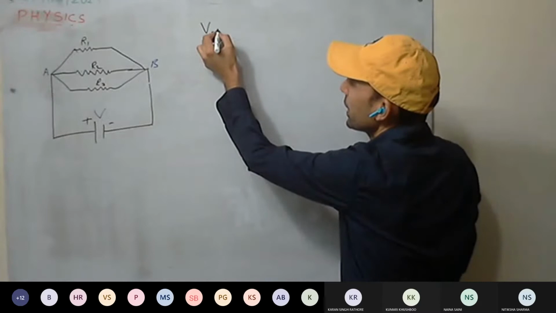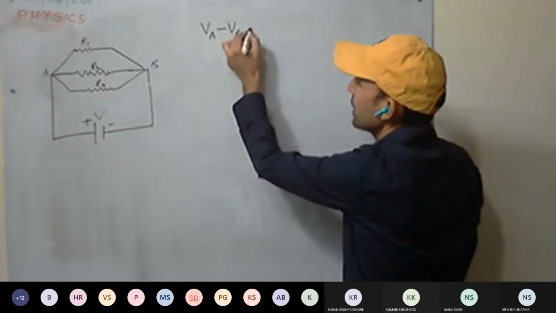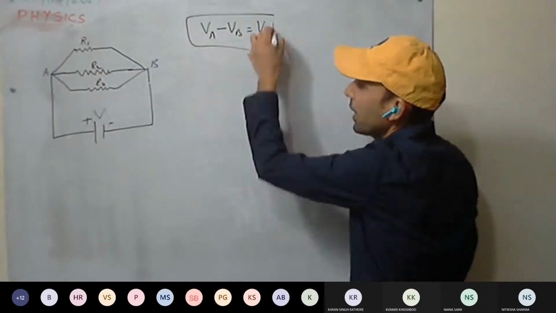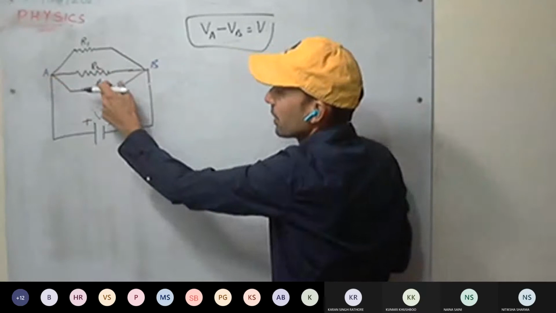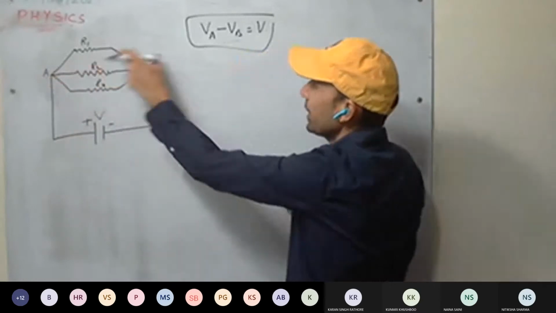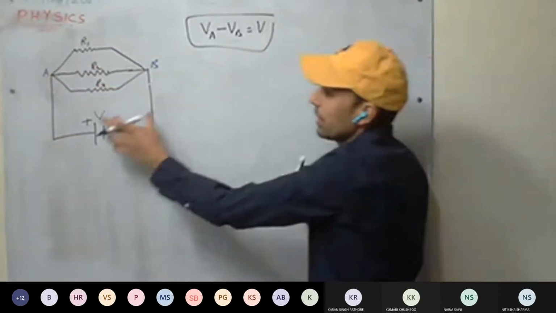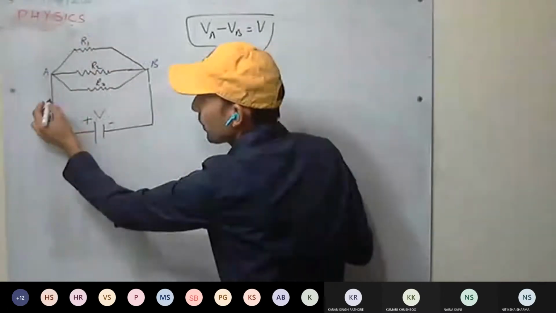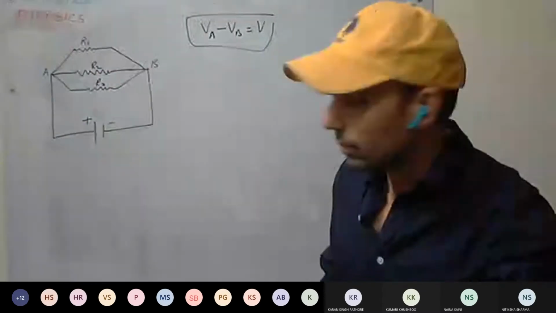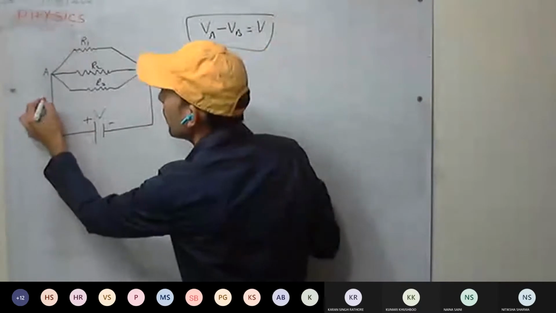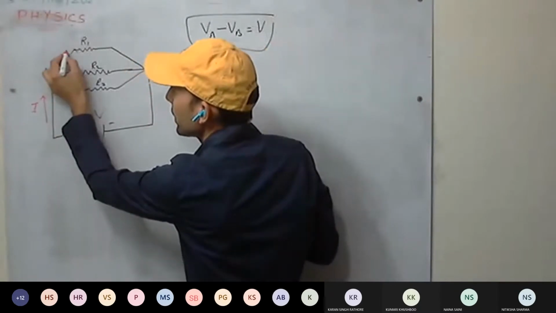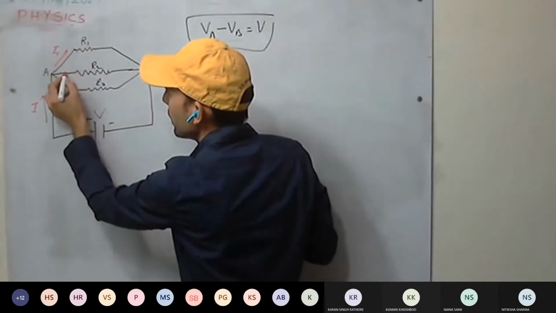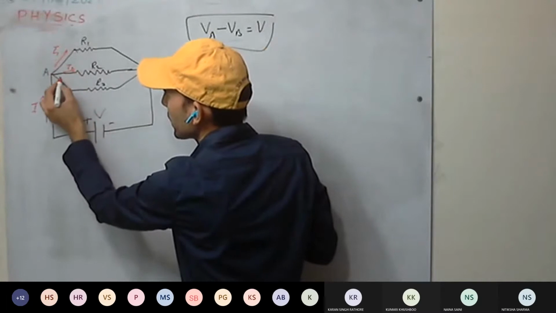VA minus VB is the same as V. Across each resistance, the same potential difference V is applied. But what about the current? The total current is I. Here it is flowing I1, here it is I2, and here I3.